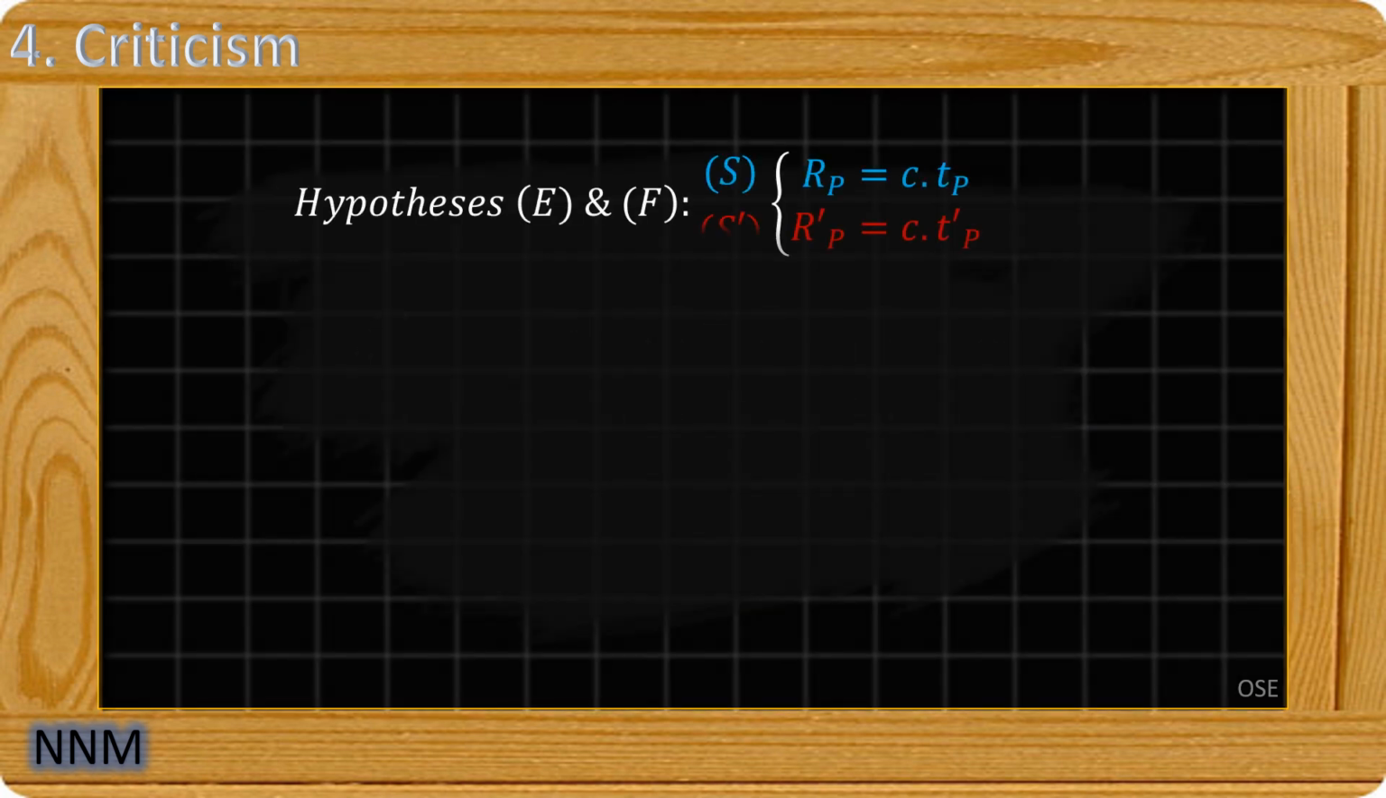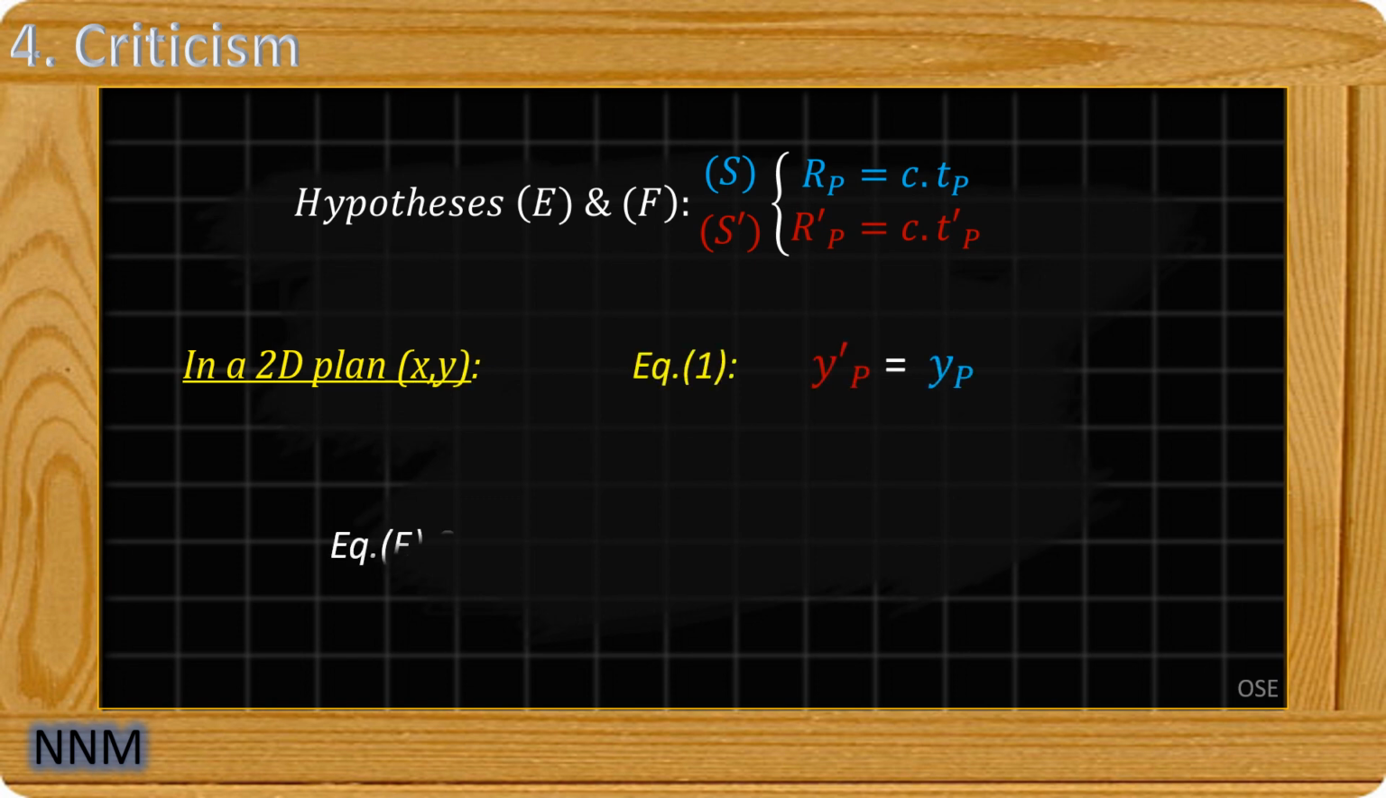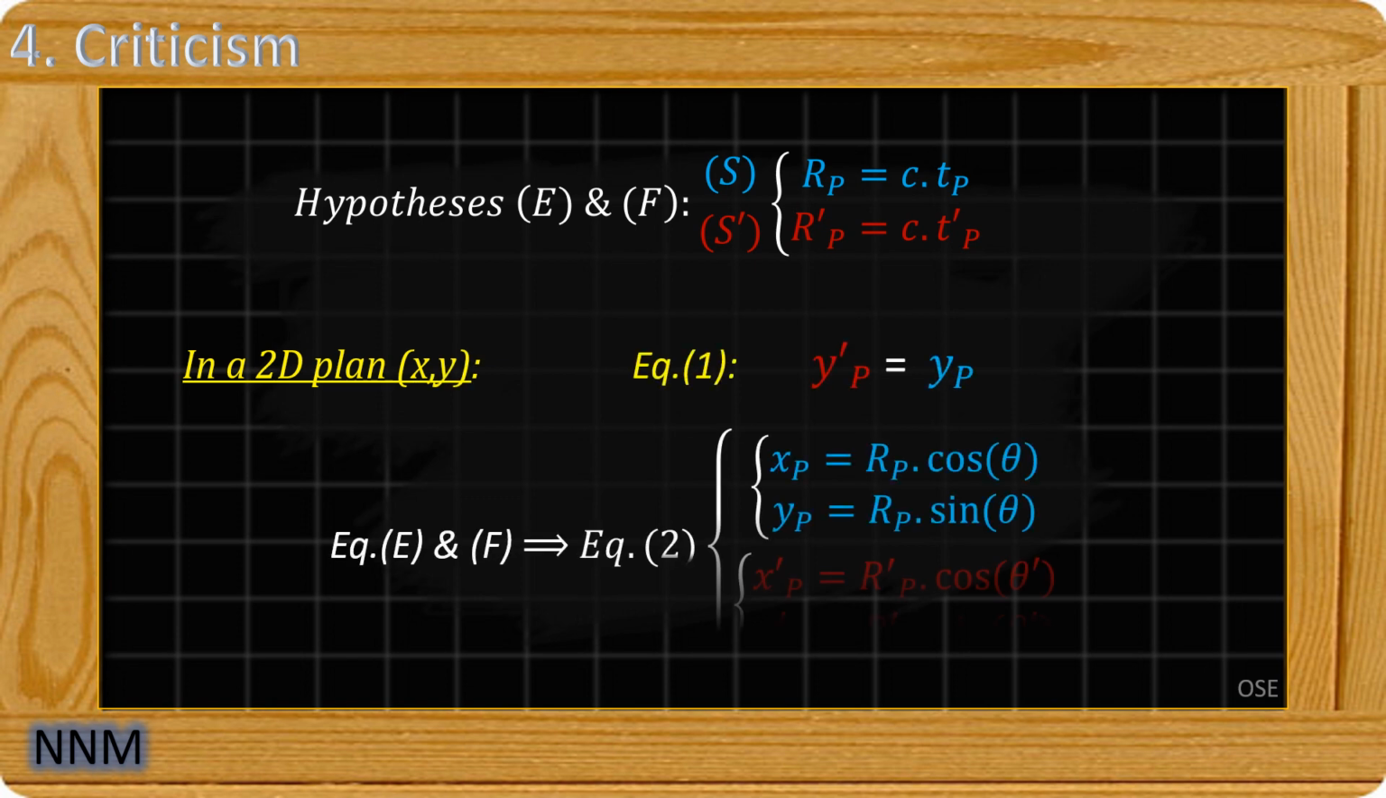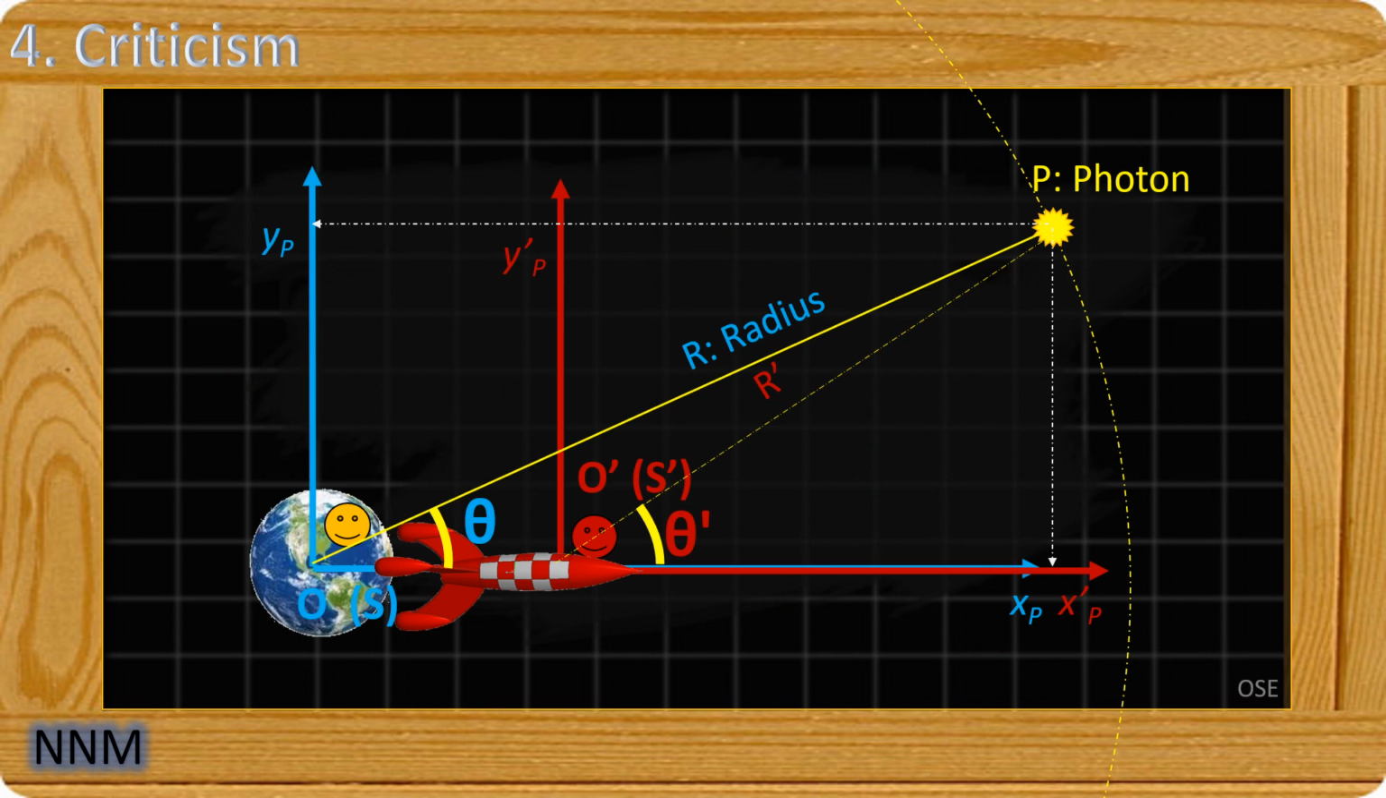Criticism. To simplify, rather than studying the propagation of the light wave in a three-dimensional space, we will study and represent it on a two-dimensional plane in x and y. According to the theory of relativity, y prime equals y. Hypotheses E and F can be written according to equation 2 in Cartesian coordinates. Here is a representative drawing.